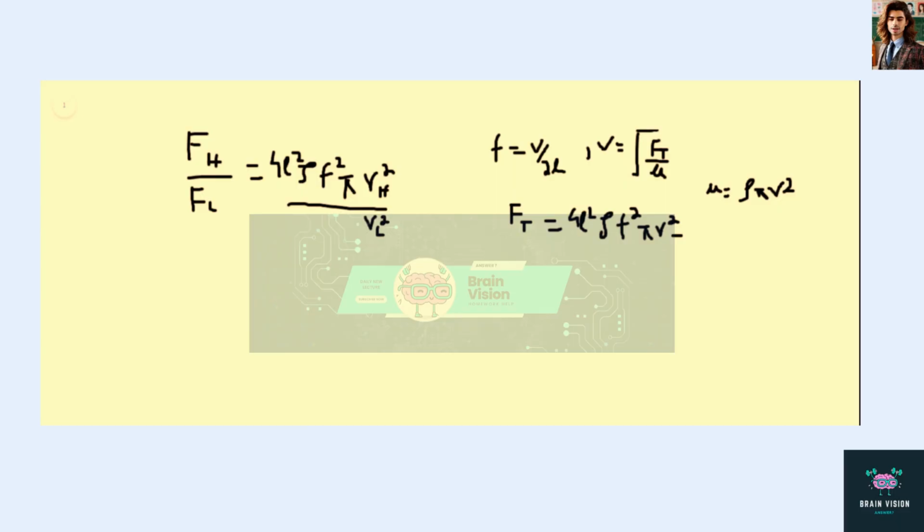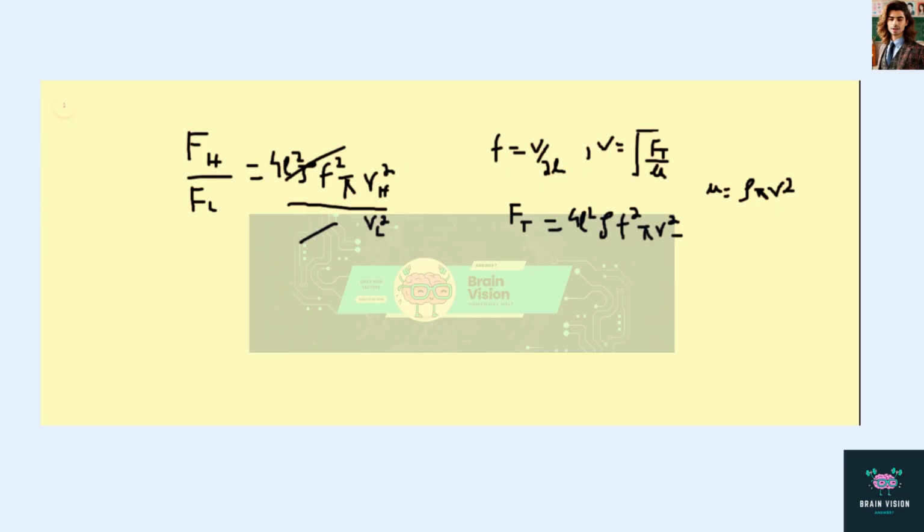Since we have the same thing in the denominator and numerator, these all will cancel out, with the same numbers which I haven't written here. So the relationship between F_H over F_L will be equal to R_H squared over R_L squared.